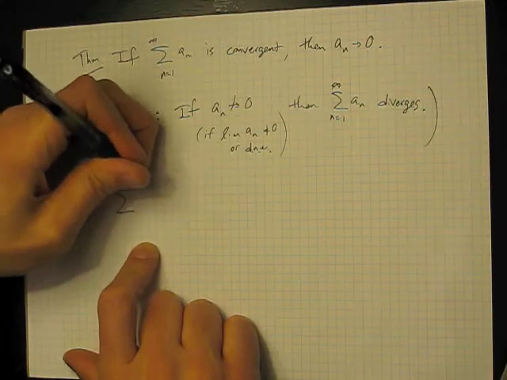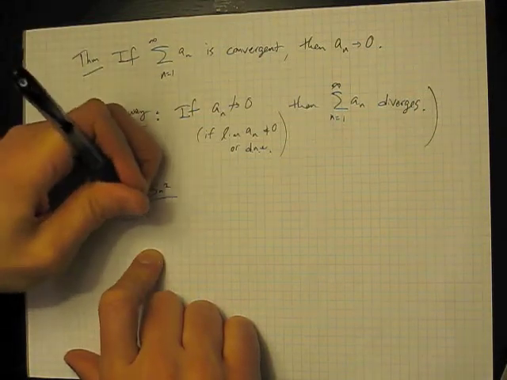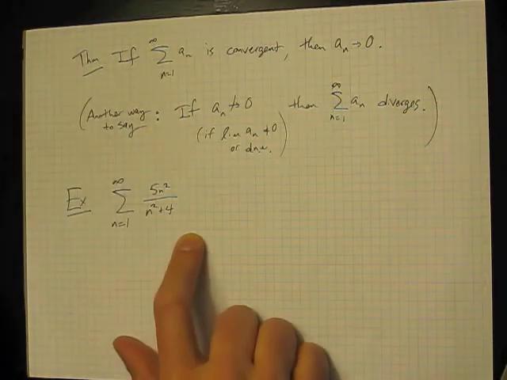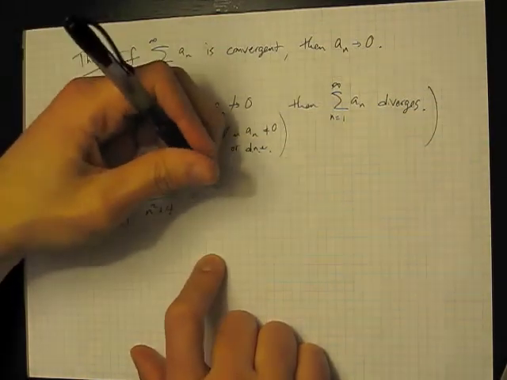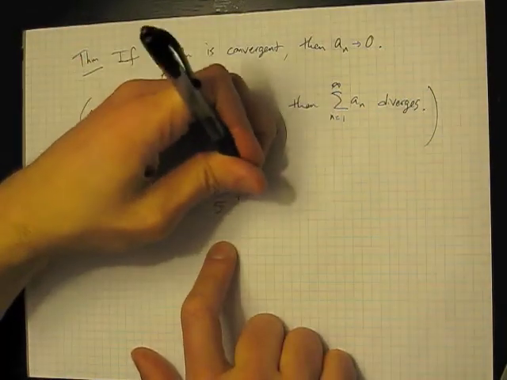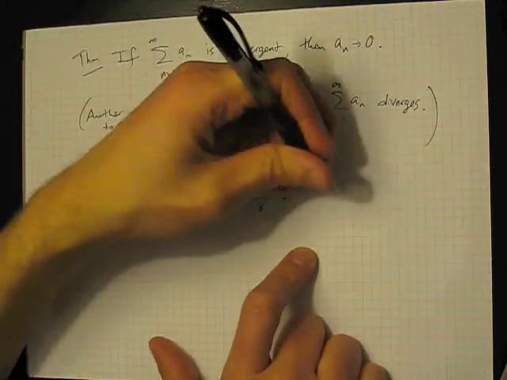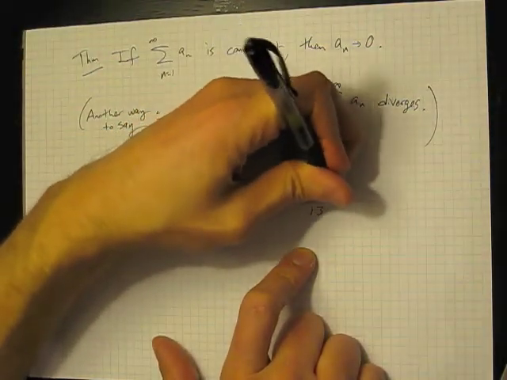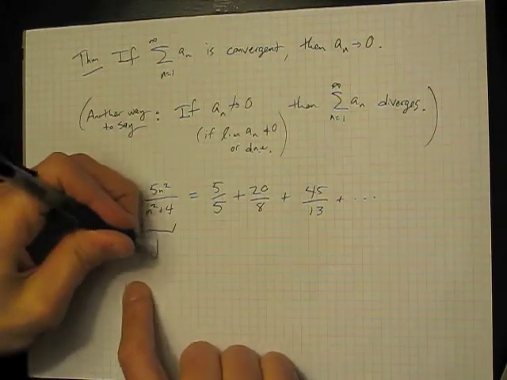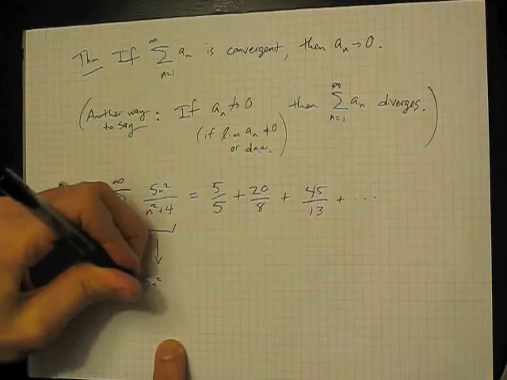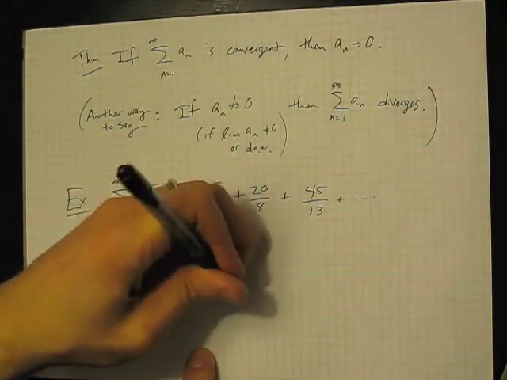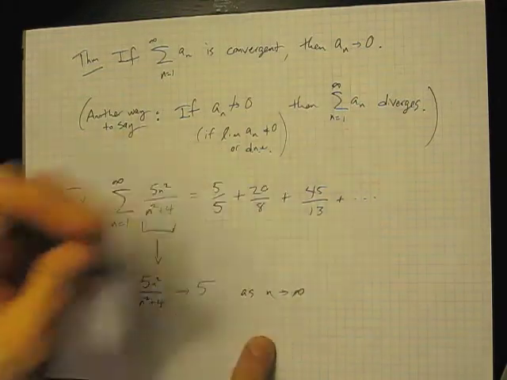So here's, how about 5n squared over n squared plus 4. We'll just start from 1 to infinity. Okay, so this looks like 5 over 5 plus 20 over 8 plus 45 over 13 plus, and then it goes on and on and on. But take a look at what's happening with these terms here. What is the limit of these terms, 5n squared over n squared plus 4? This is going to 5 as n goes to infinity, right?